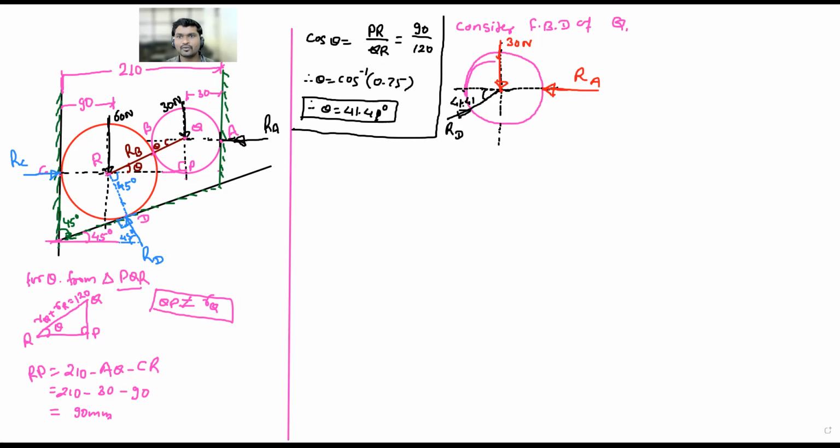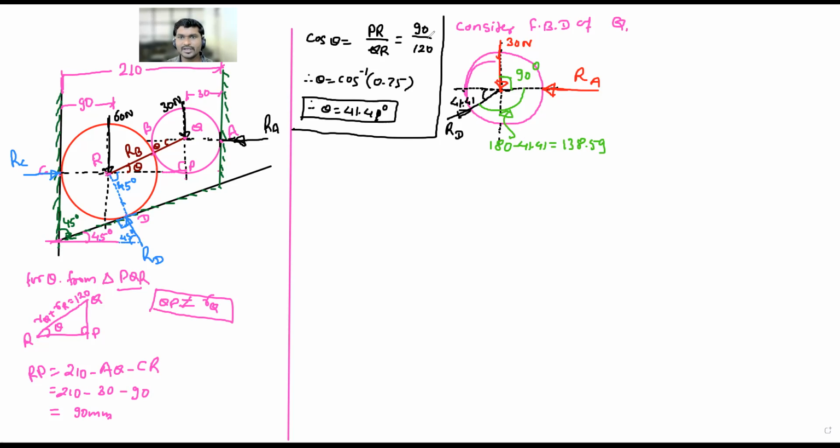But before proceeding to Lami's theorem, what do we need to know? Adjacent angles. So what will be the angle between 30 Newton and RA? 90 degrees. Then the angle between RA and RD? 138.59 degrees. But how come? 180 minus 41.41, that is equal to 138.59.